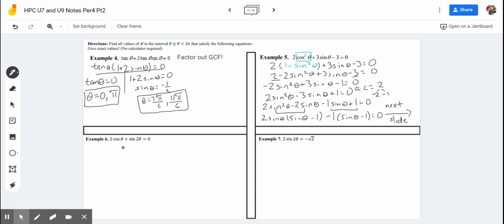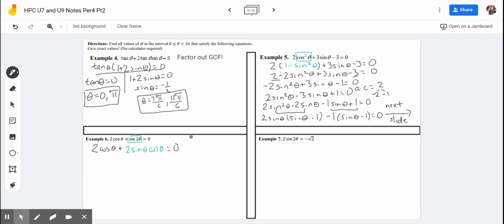All right, so let's go to example 6 here. We have 2 cosine theta plus sine of 2 theta is equal to 0. So again, this is not in terms of one trig function, but sine of 2 theta is a double angle formula that we can rewrite it. So let me take a little bit of time and substitute the double angle formula into the equation. So I just replaced sine of 2 theta with its respective double angle formula.